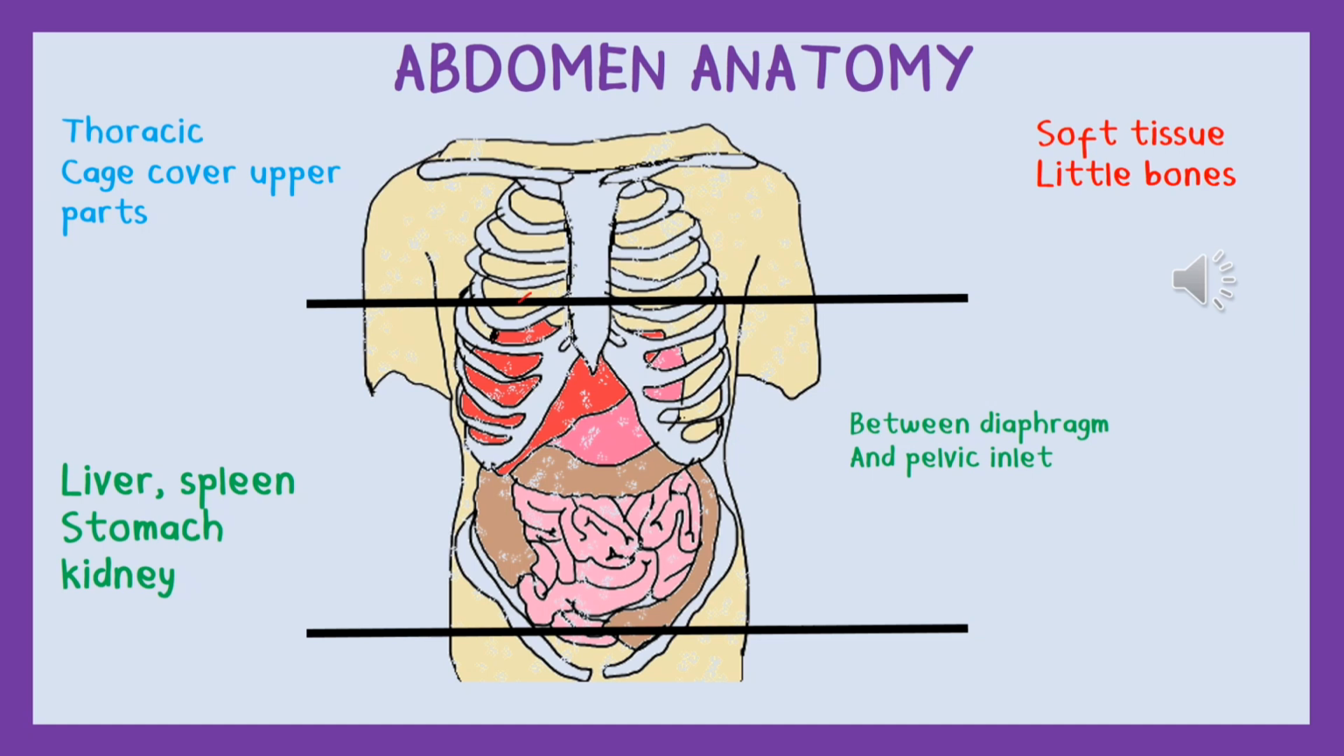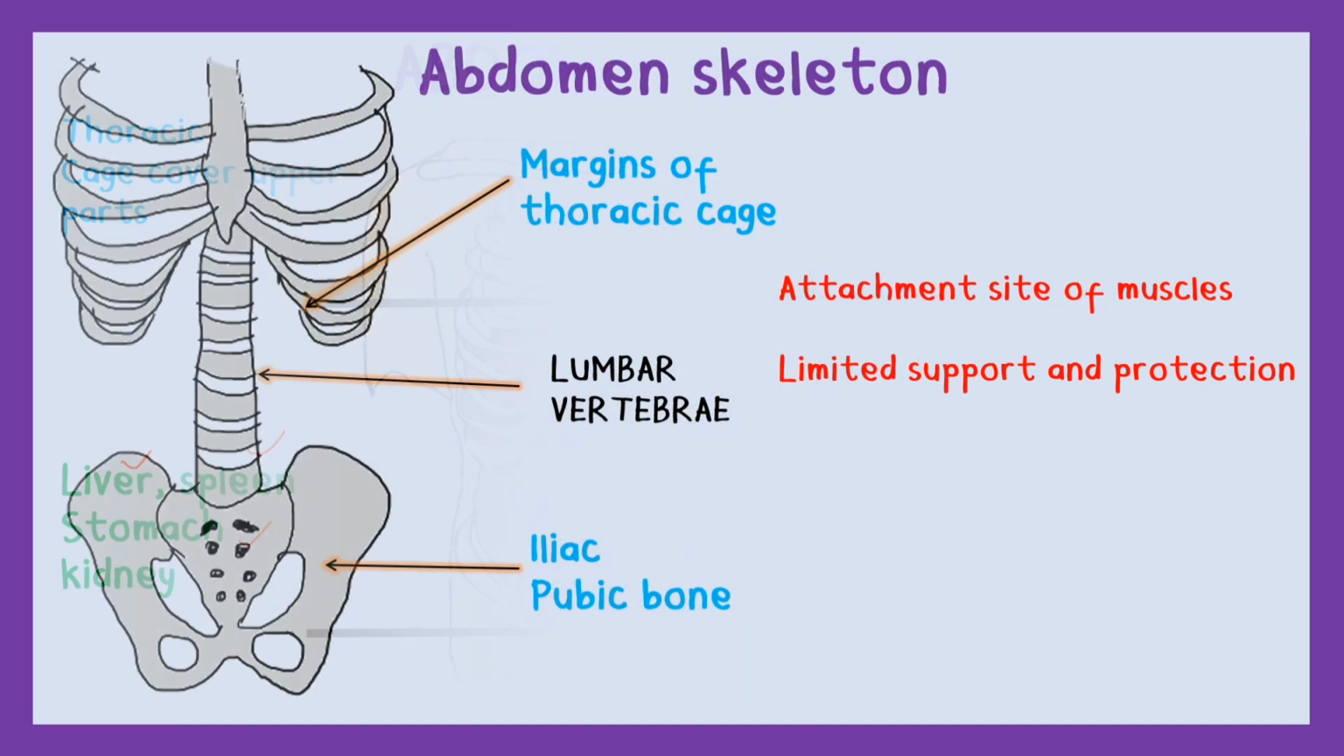Let's assume we have the diaphragm here and here is our pelvic inlet. So the whole area between your diaphragm and the pelvic inlet is the abdomen. It's a very soft region with very little bone and consists of your liver, spleen, stomach and pretty much everything. Let's have a look at the skeleton of the abdomen.